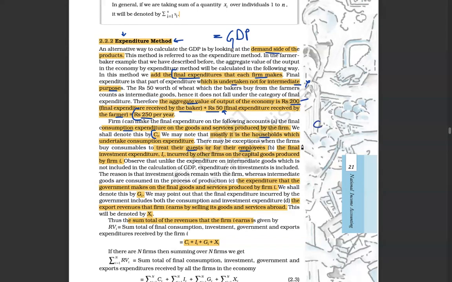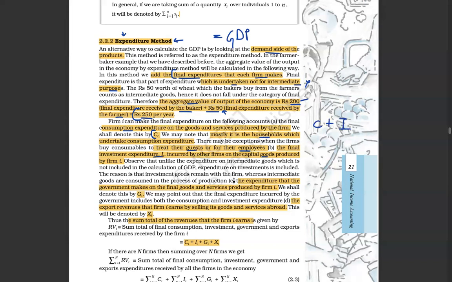Second is the final investment expenditure that we will denote by capital I, and this would be incurred by other firms on the capital goods which are produced by different firms. So firms would be undertaking investment expenditure in the economy. So this becomes the second component.